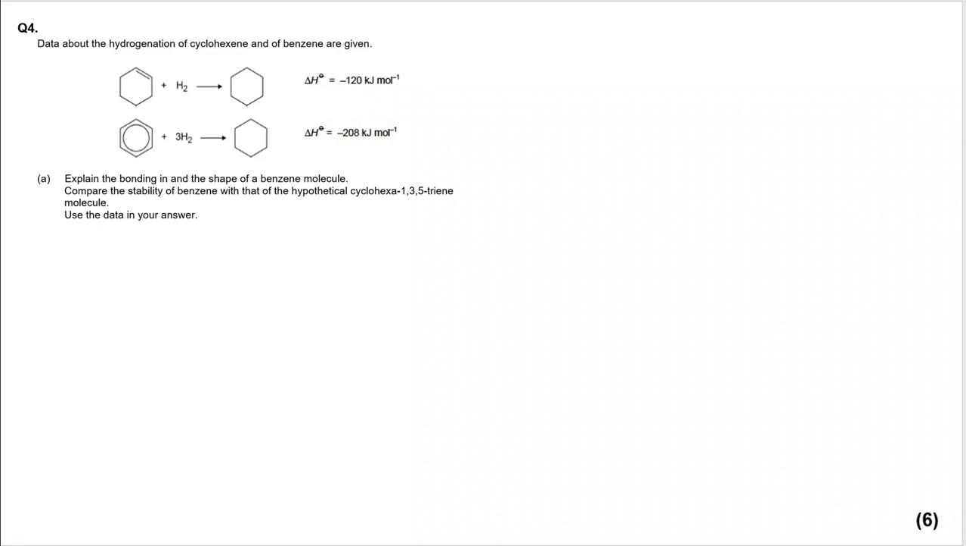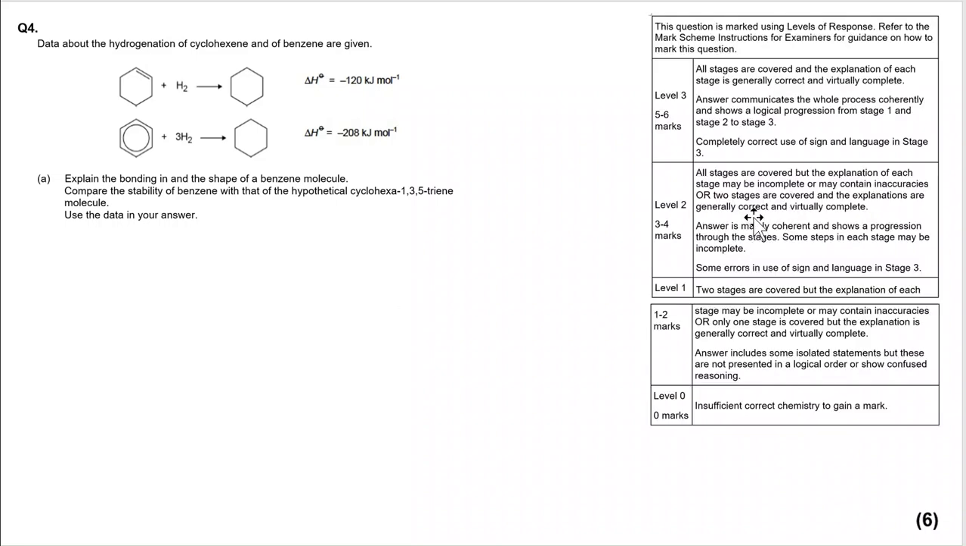Now, 6 markers at A level follow a common format in their mark scheme, and ultimately the decision is, have you given a level 1, a level 2 or a level 3 answer? And this is the criteria we needed for this one. If you got insufficient correct chemistry, you didn't get any marks. But there are 3 stages, and there are generally 3 stages in these 6 markers. If you want to get to level 3, you need to have covered all 3 stages and be virtually complete. So I'll talk more about that as we go through the specific indicative content.